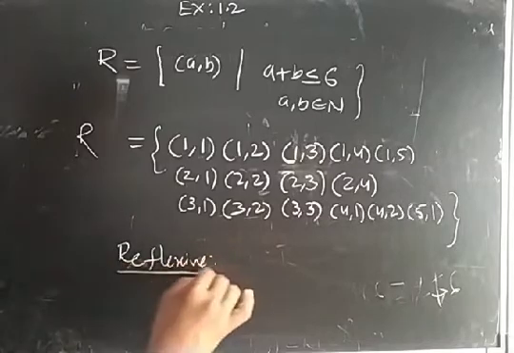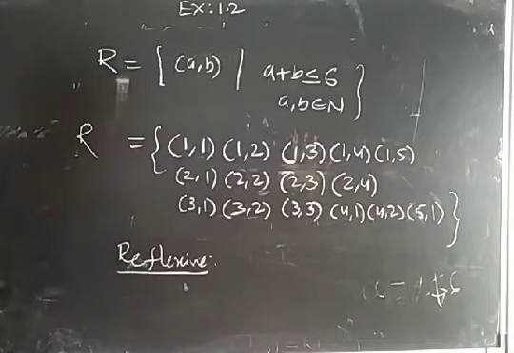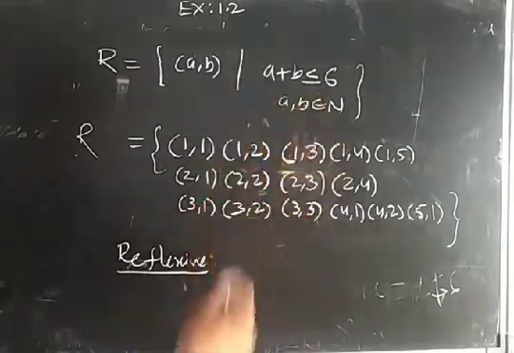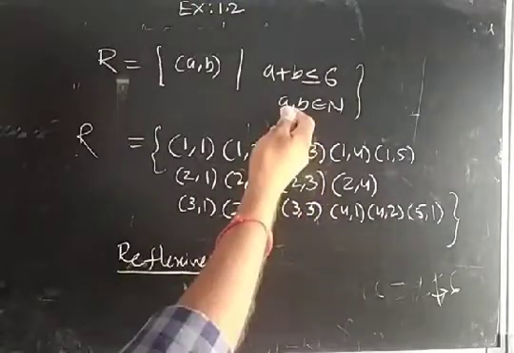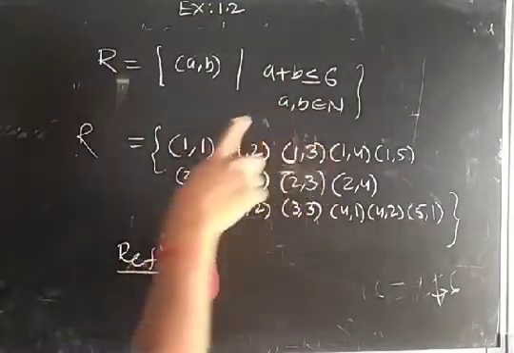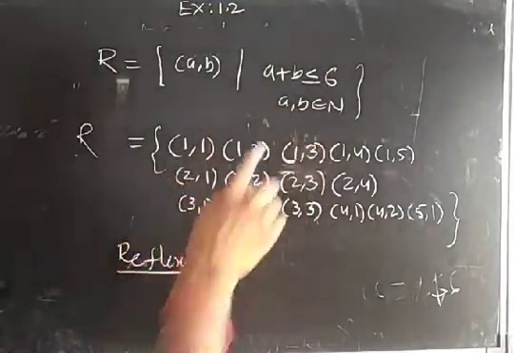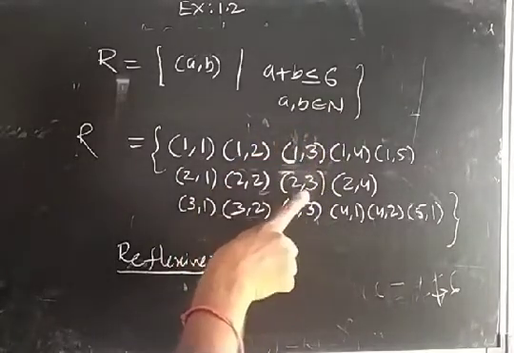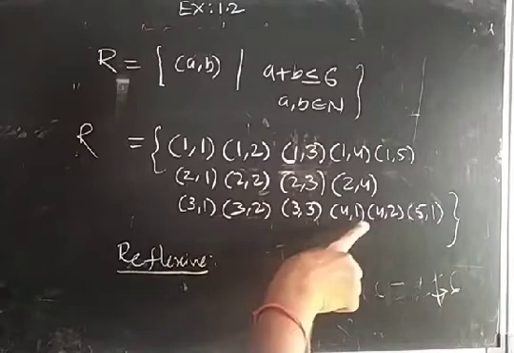What is reflexive? For every natural number, here we are taking the natural numbers. For every natural number, how many numbers are there in the natural numbers? Infinite. So for every natural number, suppose I am taking 1 comma 1 exists. If I take 2 comma 2, yes, exists. If I take 3 comma 3, exists. 4 comma 4 does not exist.